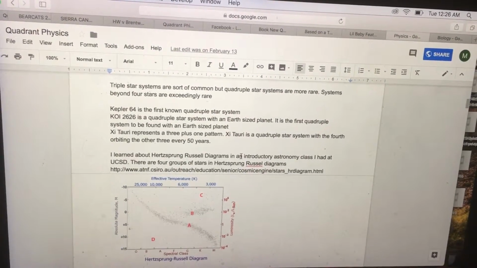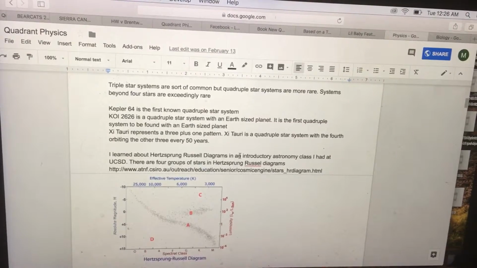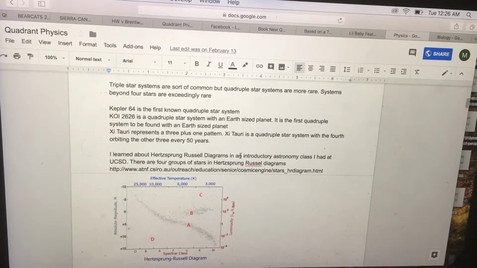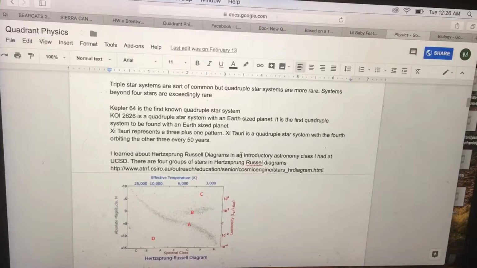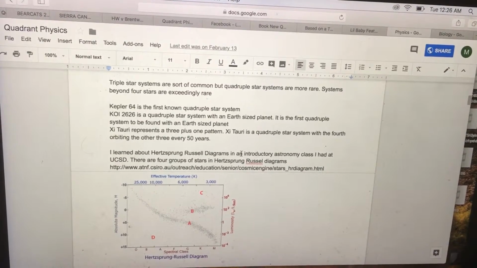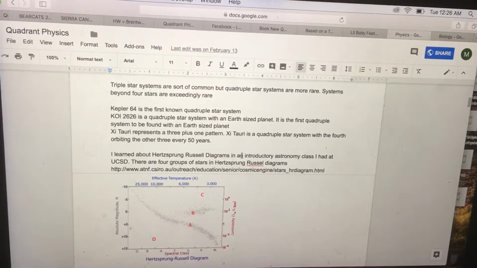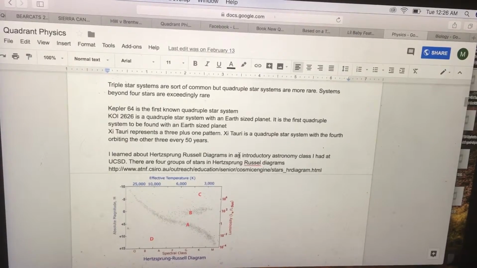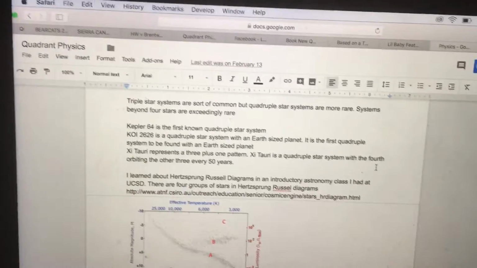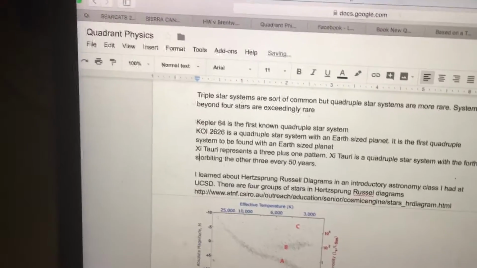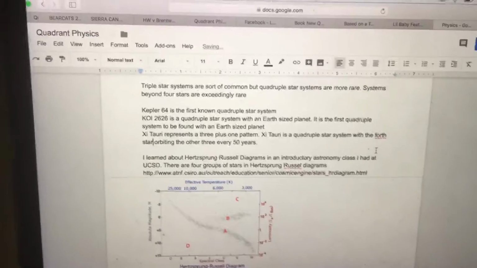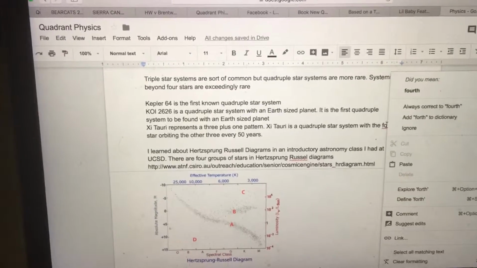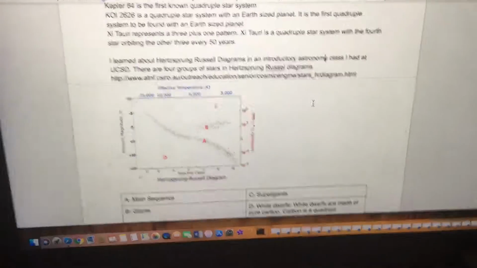Chi Tauri represents a 3+1 pattern. Chi Tauri is a quadruple star system with the 4th orbiting the other 3. The 4th star orbits the other 3 every 50 years. Again, we're seeing within that the 4th being different. The 4th star, we're seeing that same pattern.